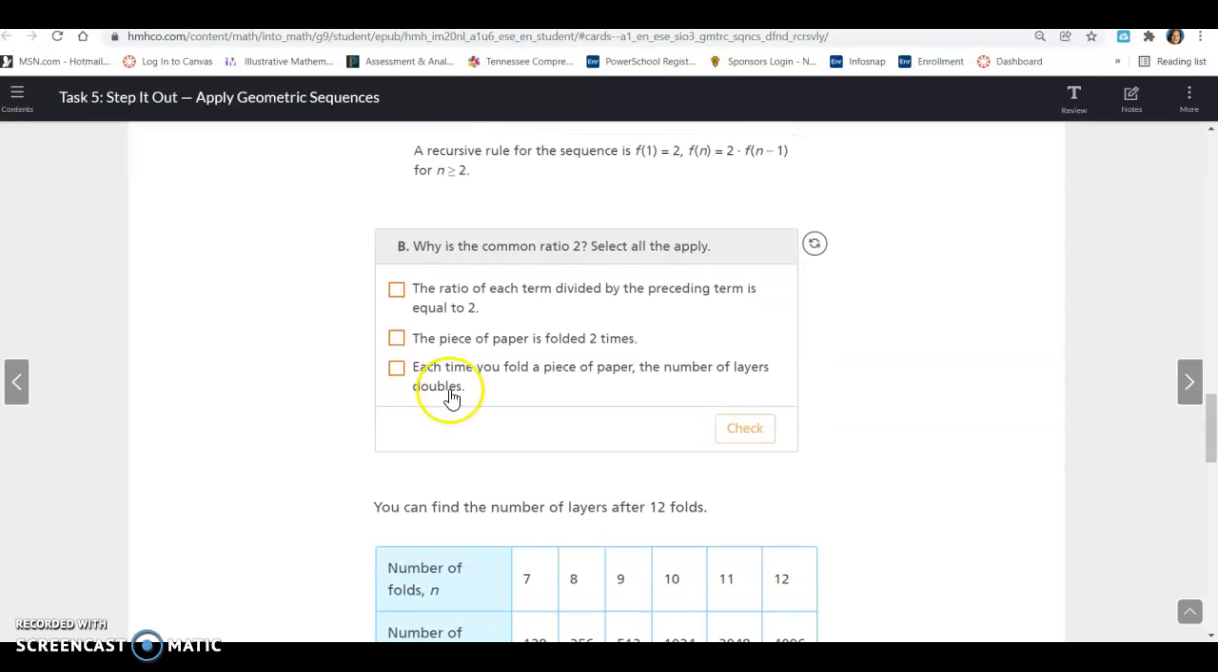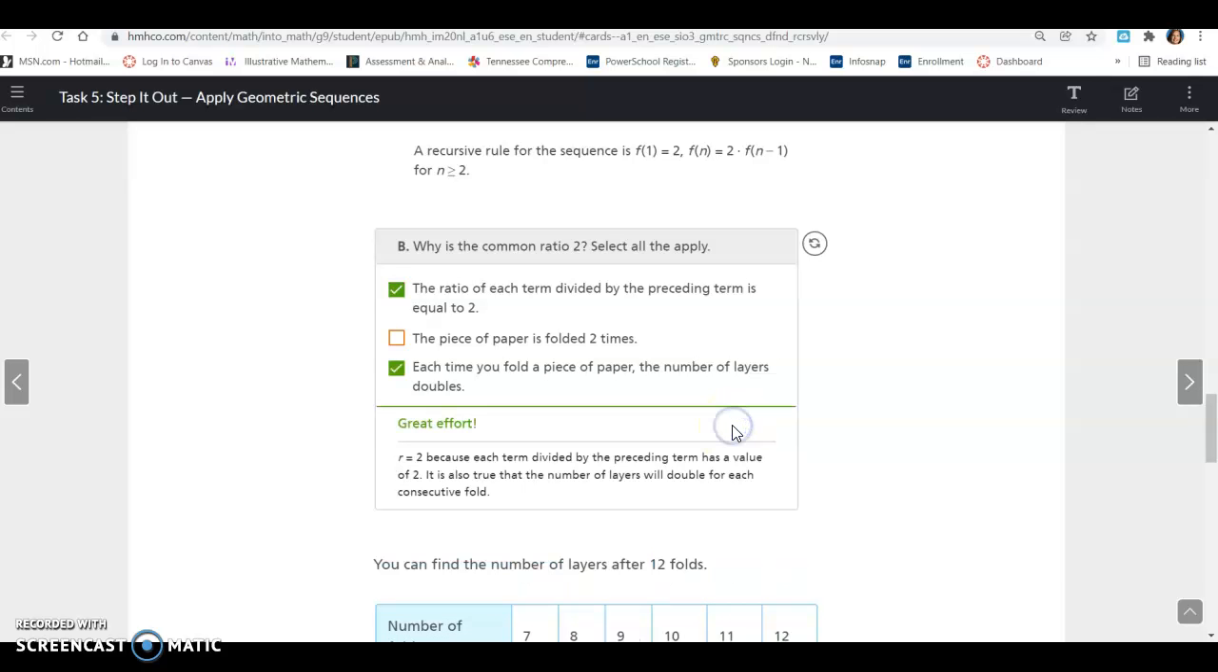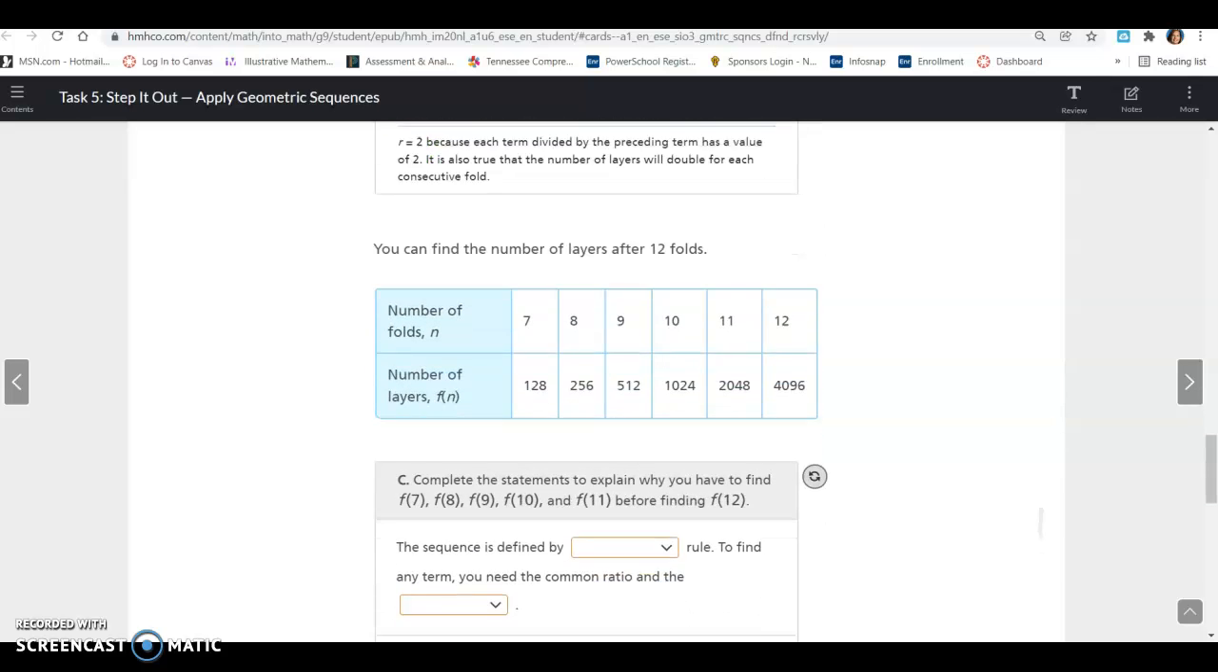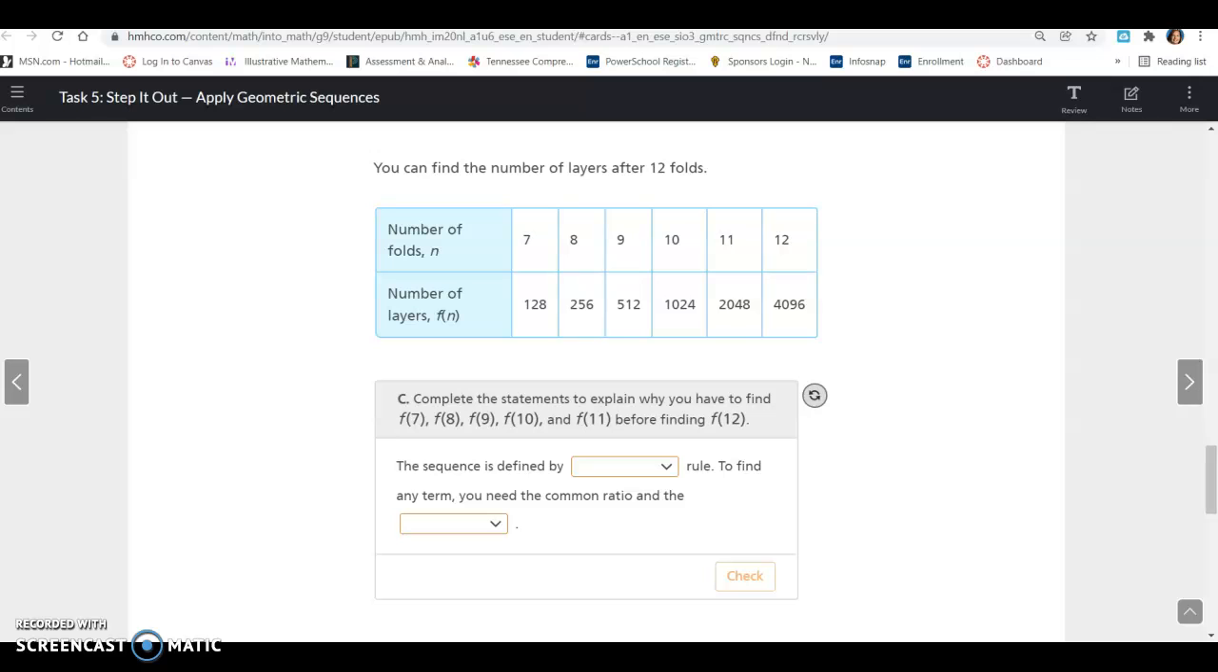So it says, why is the common ratio 2? The ratio of each term divided by the preceding term equals 2. That's true. The piece of paper is folded 2 times what was folded more than 2 times. Each time you fold a piece of paper, the number of layers doubles. So that one is true, and this one is true. All right, it says you can find the number of layers after 12 folds. That's true. So all you had to do was take the previous term and multiply it by 2, and you can go all the way up to 12 folds.